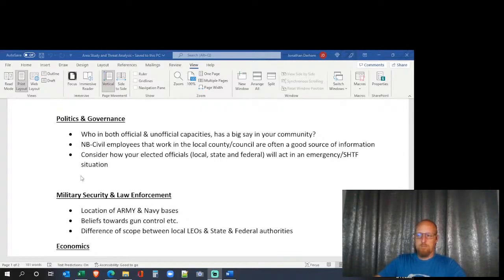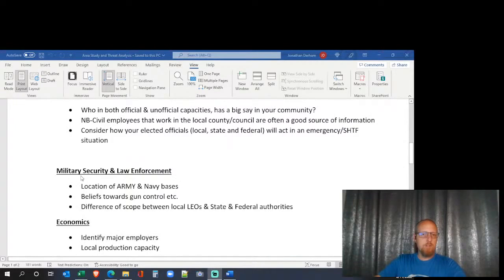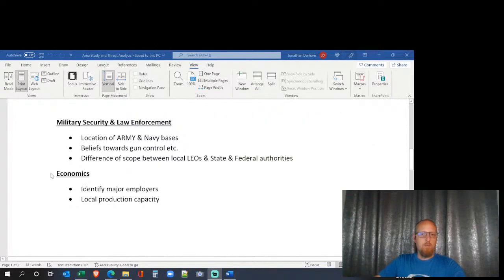Next point on it is the military, security, and law enforcement. On your area study, figure out where the location of the local Army and Navy bases are. Is that something where they're close enough proximity where you could be potentially in danger if they're targeted, or is it something where they're just at the right point where, hey, these guys will be here, they'll be able to come in and help out? We've got them as an asset in the area. How does that base respond towards gun control?